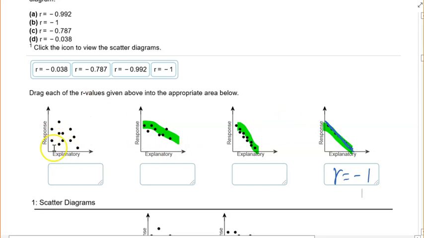Here no relation, R is 0 pretty much, but we don't have a 0. But look at this number here, very close to 0. Therefore R here is -0.038.